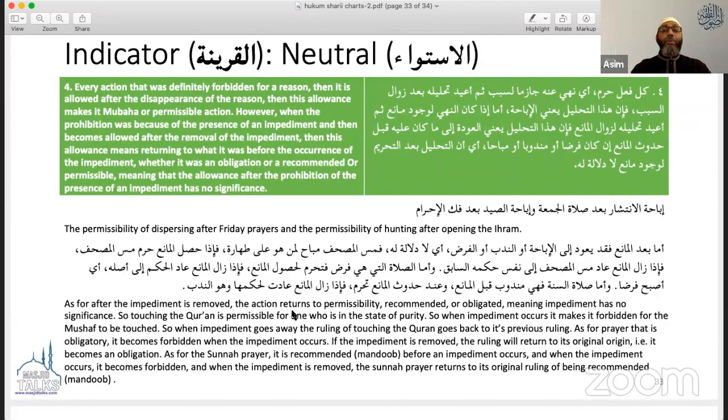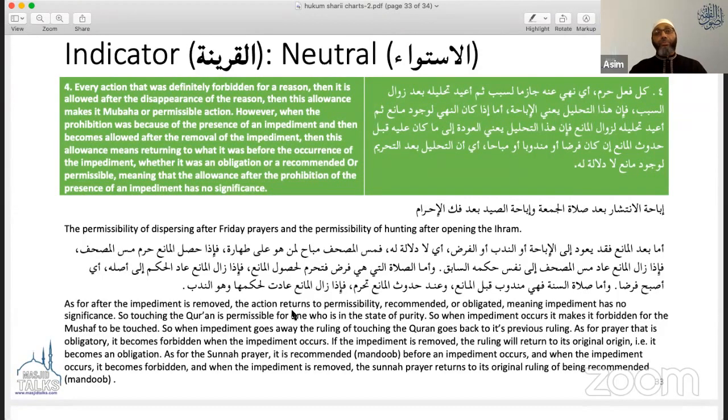Now, this second part is when the prohibition was because of the presence of an impediment. Impediment is a mani'. When something becomes haram because the mani' exists, and then it becomes allowed after the removal of the impediment, then this allowance means returning back to its original state, whatever it was, whether it was an obligation, recommended, or mubah. So in this case, it returns back to its original state.